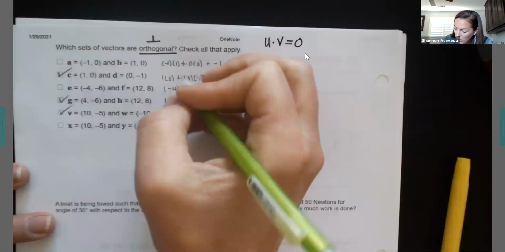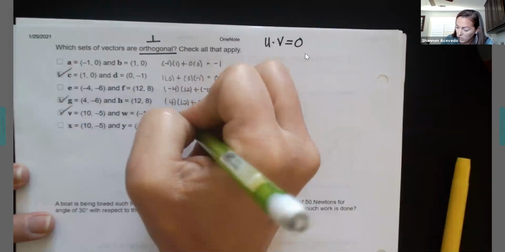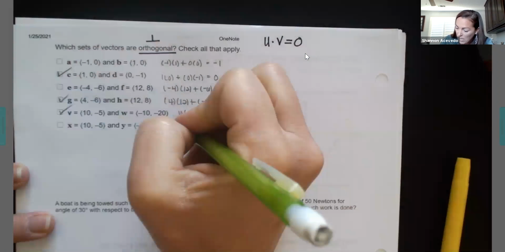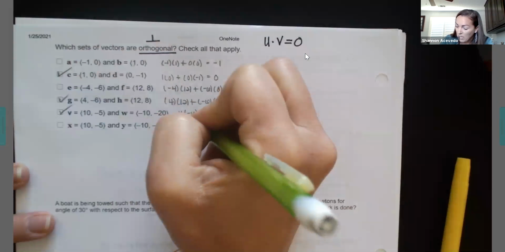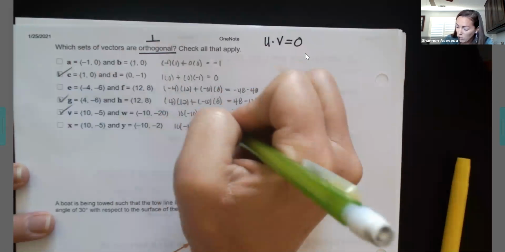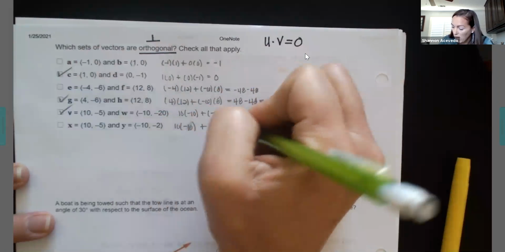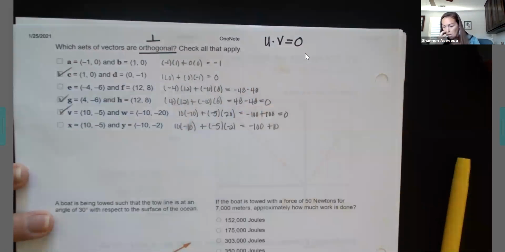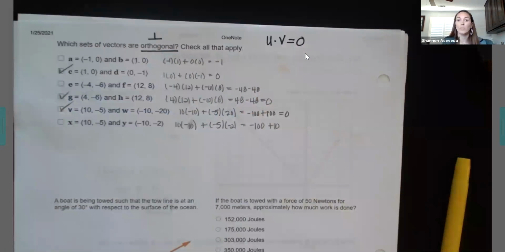The next one is going to be 10 times -10 plus -5 times -2, which is equal to -100 plus 10, not going to be 0, so it's not orthogonal. So just figure out what is the dot product of them. Equals 0, orthogonal, they're perpendicular. Not equal to 0, they're not orthogonal.